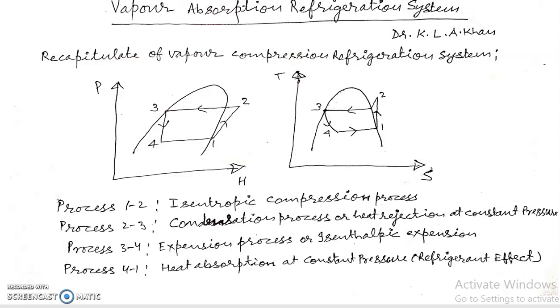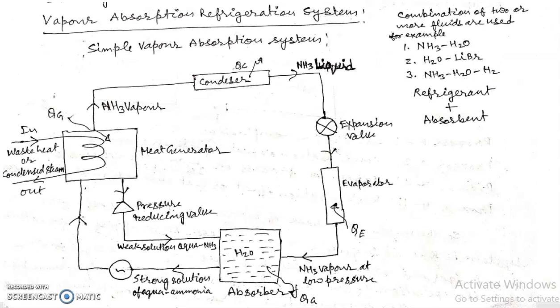From the cycle you can see that there are four main components in a vapor compression refrigeration system: compressor, condenser, expansion valve and evaporator. The main component is the compressor, and this compressor runs on high grade energy. It requires mechanical work. So in remote areas where high grade energy is not available, this refrigeration system is not feasible to run. The dependency on high grade energy is eliminated by the vapor absorption system.